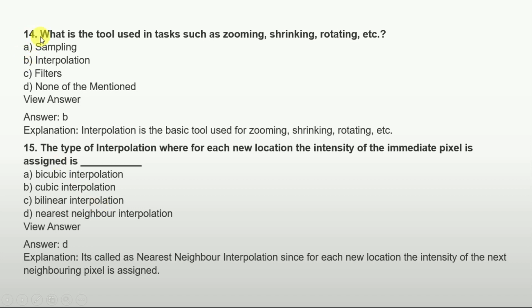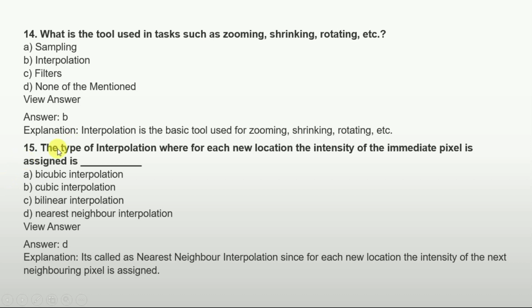So next: what is the tool used for tasks such as zooming, shrinking and rotating? Means what are the tools we are using in tasks such as zooming, shrinking and rotating. Options are sampling, option B is interpolation, option C is filters, and option D is none of the mentioned. So the answer is option B, that is interpolation. Interpolation is the basic tool for zooming, shrinking and rotating, etc.